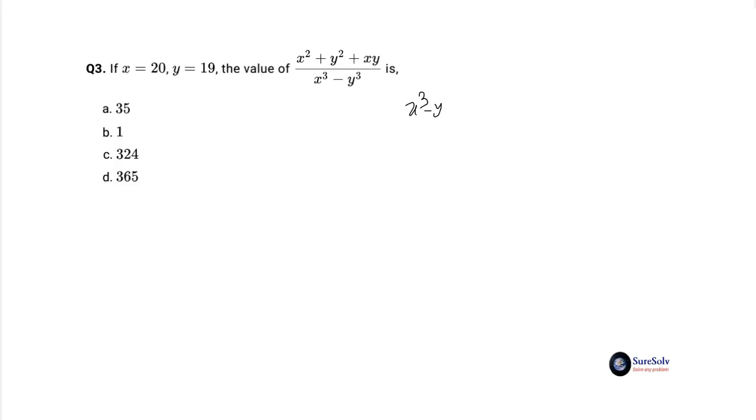Identify the numerator straightaway to be the second factor of the two-factor expansion of x cube minus y cube equal to x minus y multiplied by x square plus y square plus xy. This second factor cancels out and the expression reduces to just 1 by x minus y equal to 1. Answer is option B 1. The problem is simple enough. Let's solve the next problem.